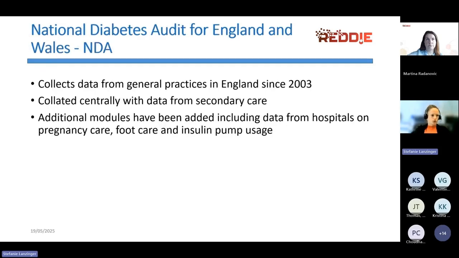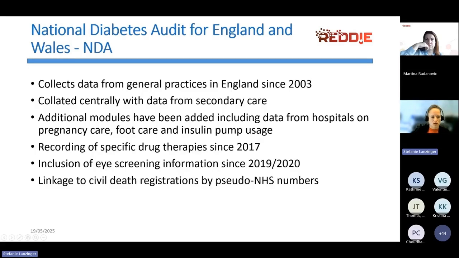The National Diabetes Audit for England and Wales, NDA, collects data from general practices in England since 2003, and data is collated centrally with other sources from secondary care. Additional modules have been added from time to time, including data from hospitals on pregnancy care, foot care, and also insulin pump use. And also the documentation of specific therapies is possible since 2017.